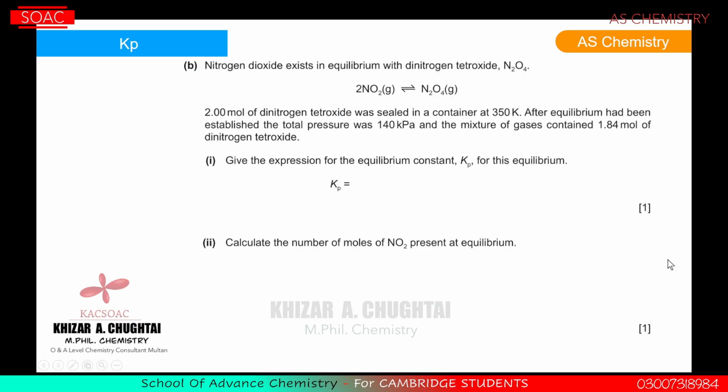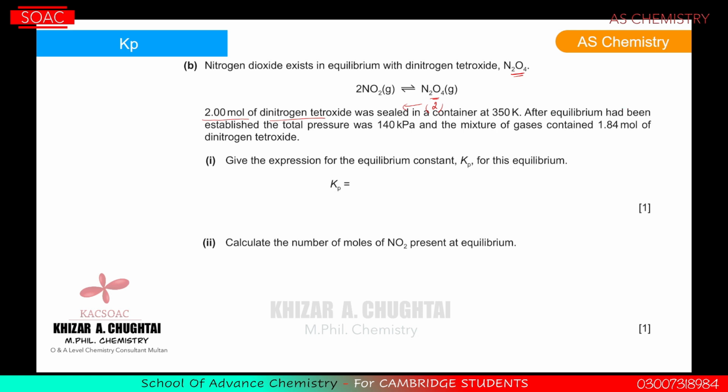Now come toward the next one. Part B. Nitrogen dioxide exists in equilibrium with dinitrogen tetroxide. 2 mole of dinitrogen tetroxide was sealed in a container. This time the examiner is asking to start the reaction from the right hand side, and the initial mole of this is equal to 2. So the reaction is moving in the backward direction.